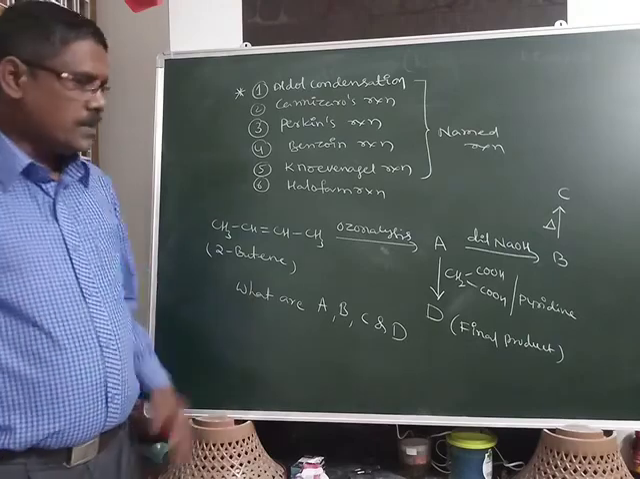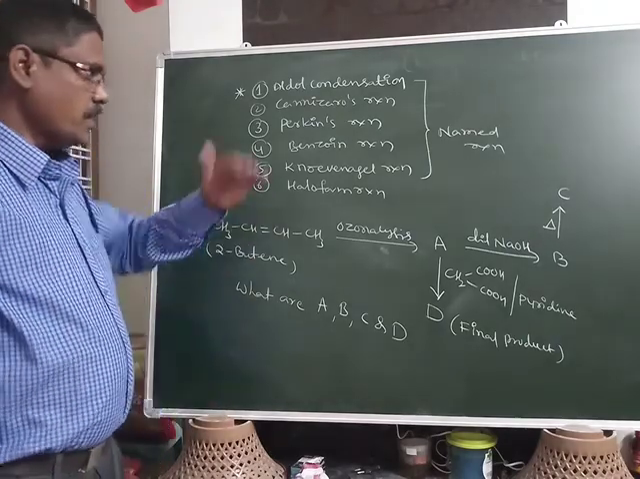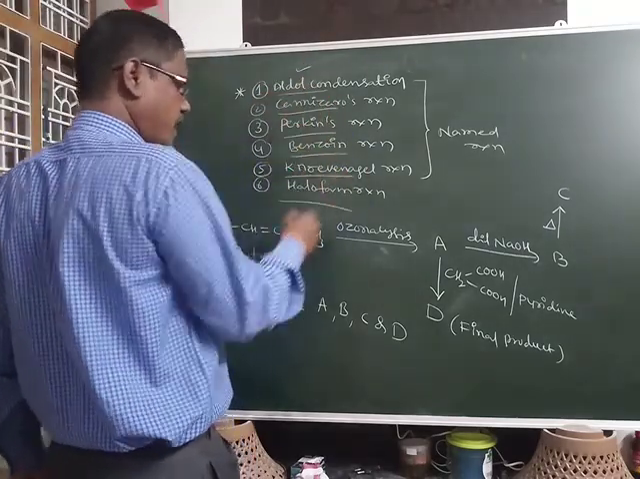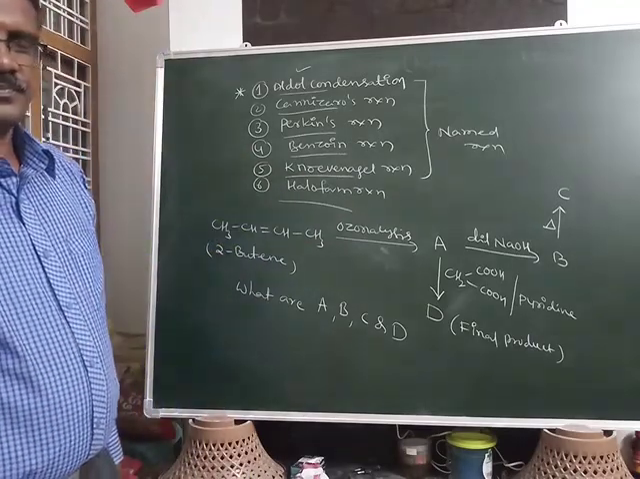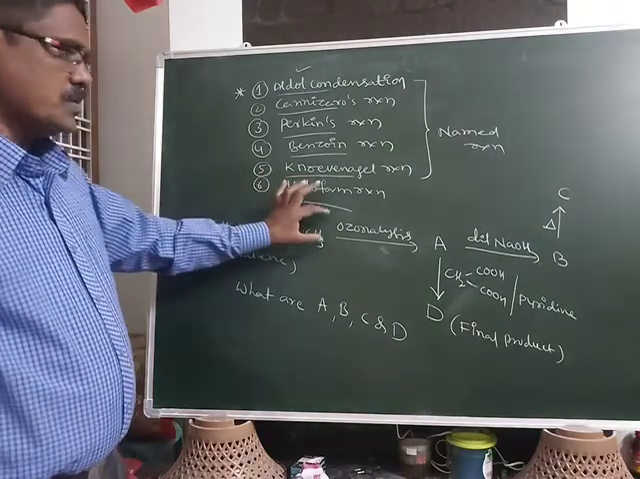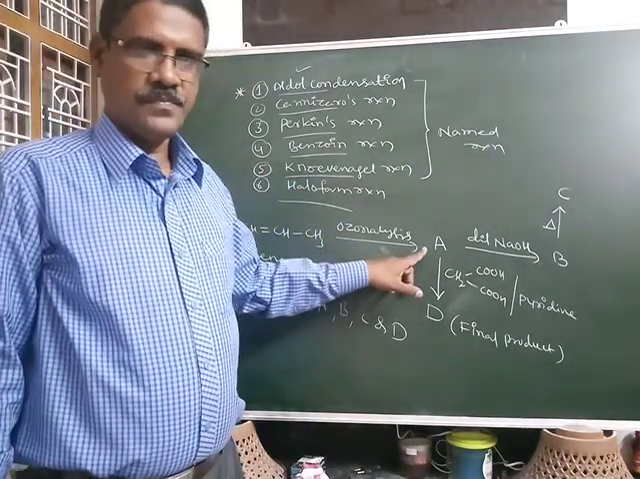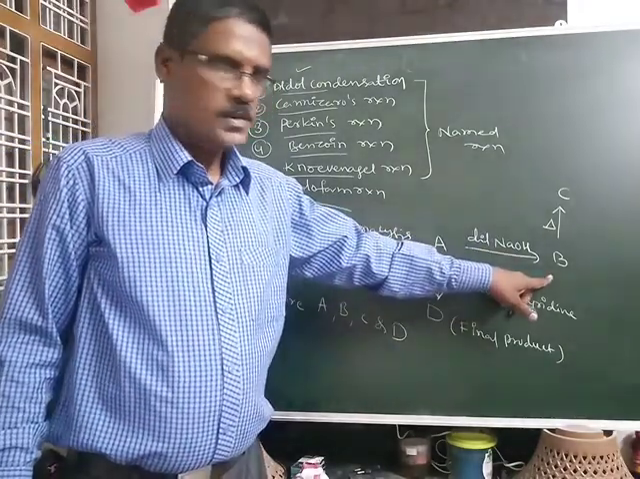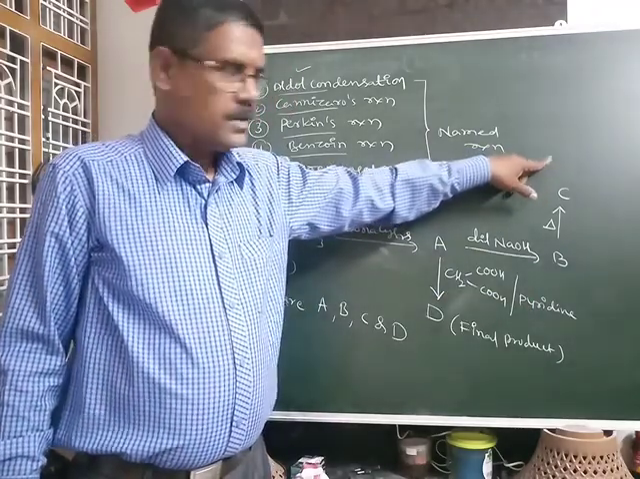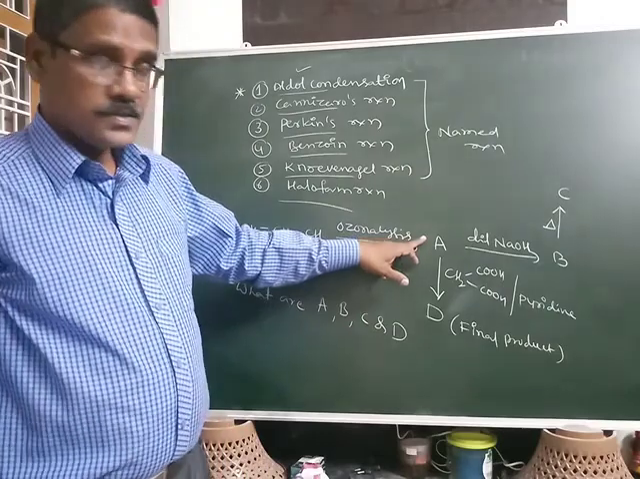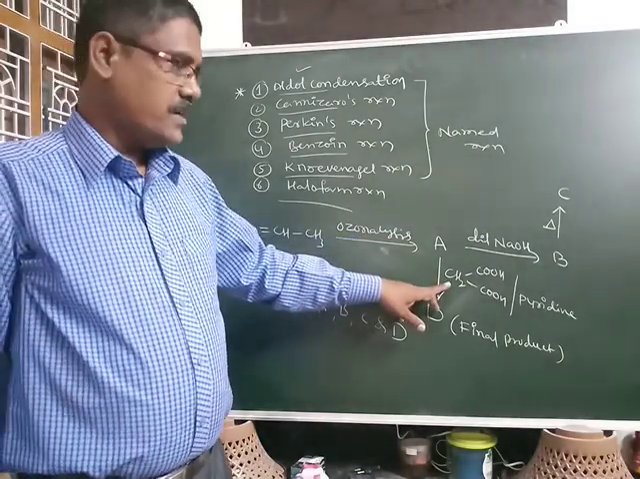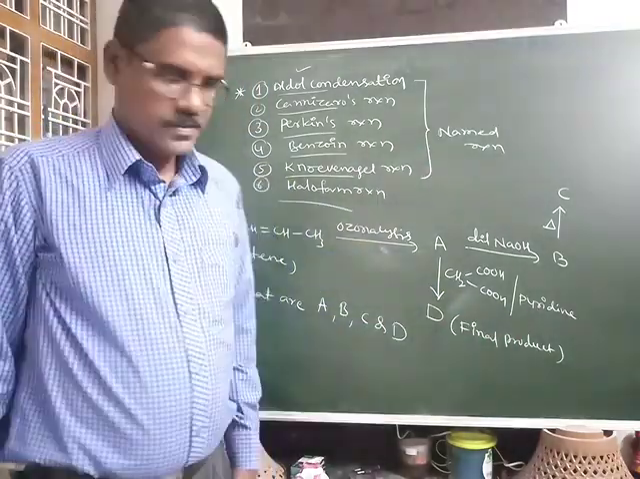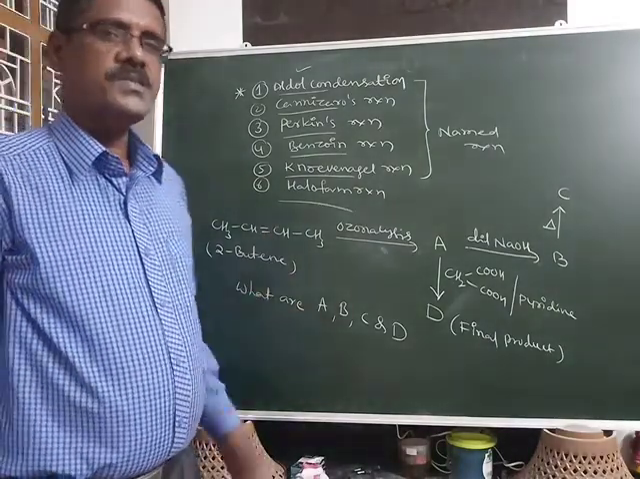This is a varied question. We understand all these reactions, and based on them I have given a conversion. 2-butene on ozonolysis gives A, and this A subjected to dilute NaOH gives B. This B on heating is converted into C. If A is subjected to malonic acid in the presence of pyridine, D is obtained as the final product. What are A, B, C and D?